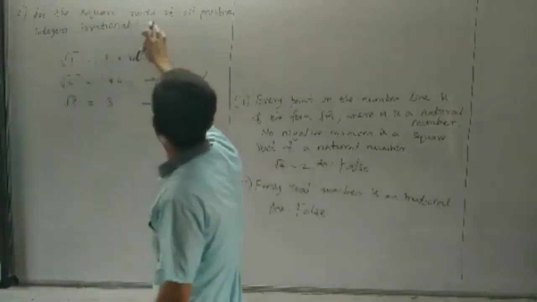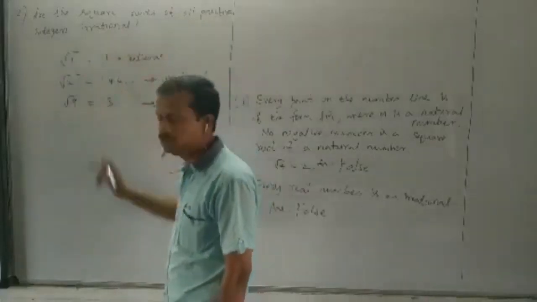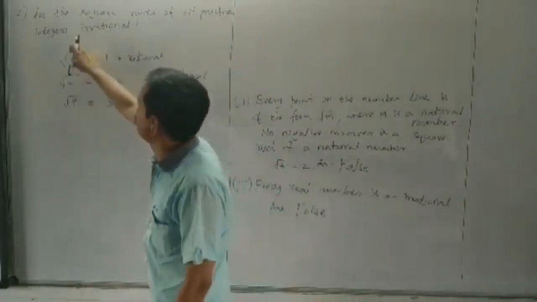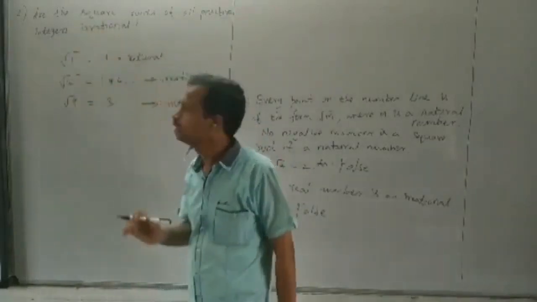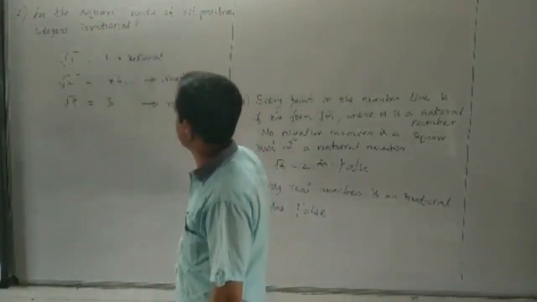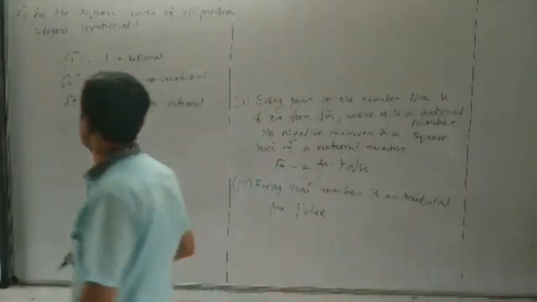So, square roots of all positive integers. All positive integers means 1, 2, 3, etc. All the positive integers. Irrational, it is given in the question. You have to say yes or no. Here, rational. Here, irrational. Here, rational. Therefore, no. Answer is no.